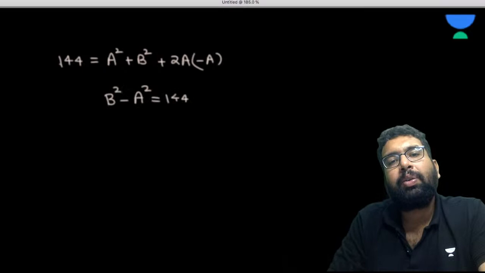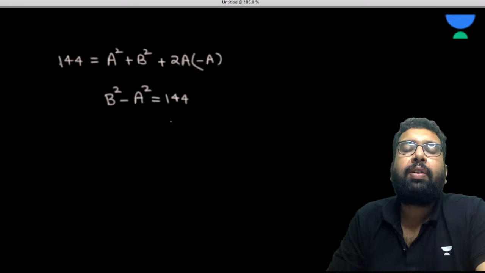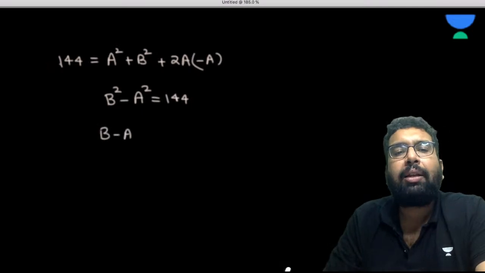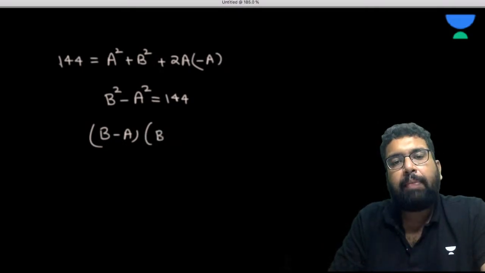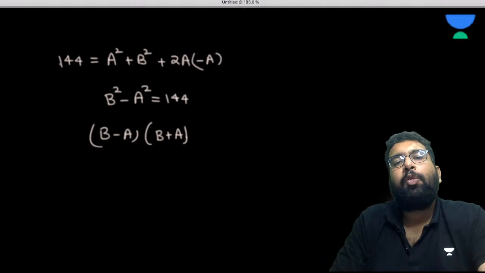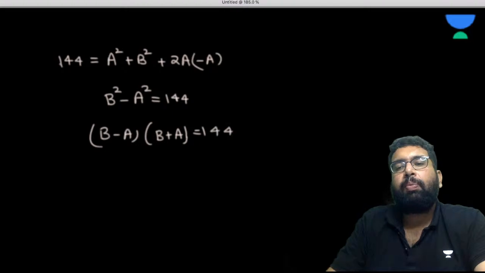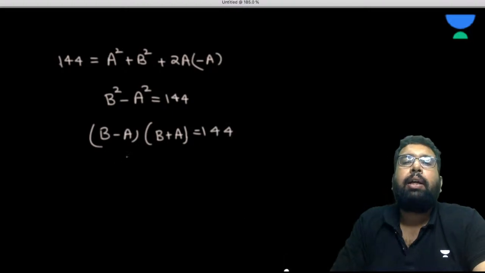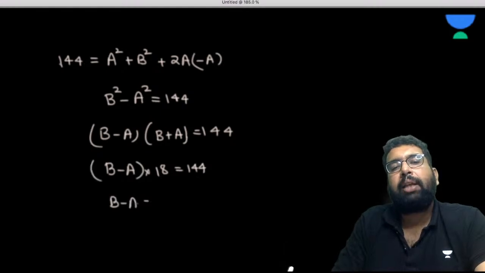Now definitely your question is going to get solved. How come, sir? Now you have one equation here, you have one equation here. Let us solve them. We know b square minus a square is going to be b minus a, b plus a, is equal to 144. Now from here, b plus a already we have, that is 18, and this is 144. So from here, can I write b minus a is equal to 144 by 18?